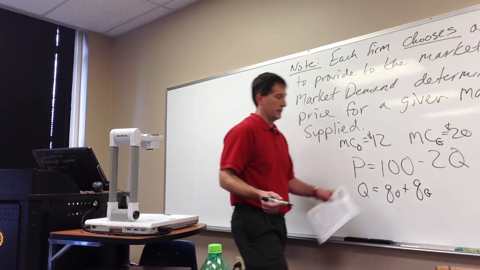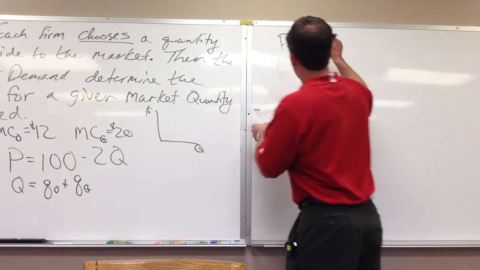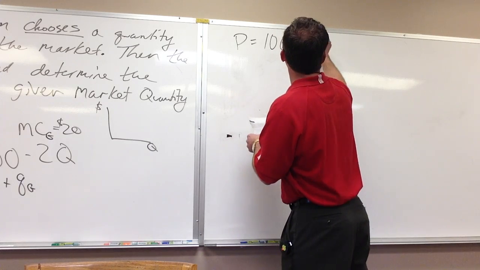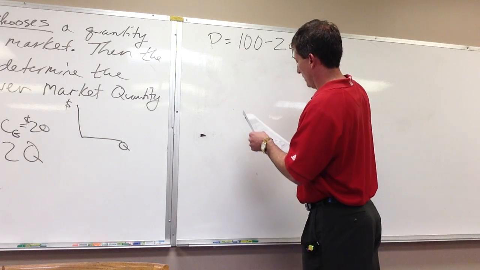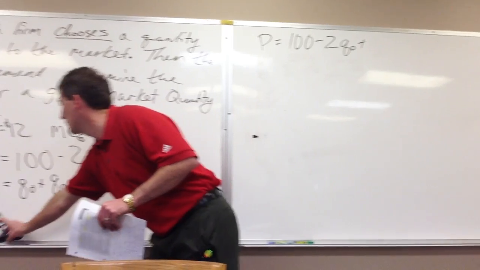And so now go ahead and write that in as a first step. So price equals 100 minus 2 QO plus QG, or rather, minus 2 times QO plus QG.